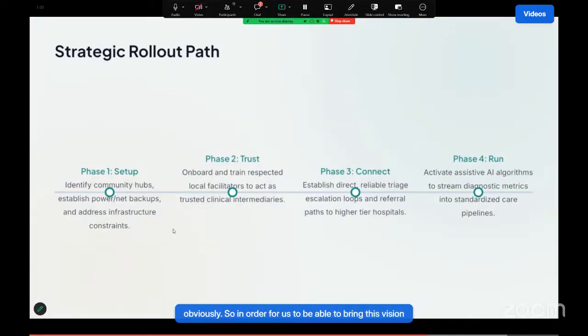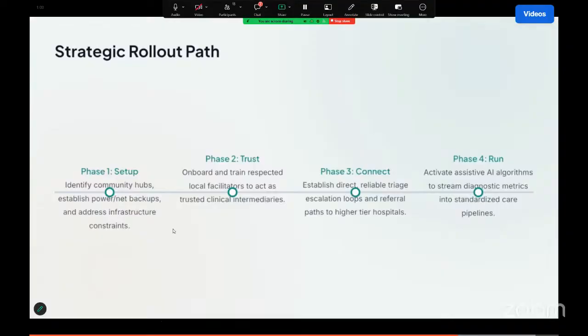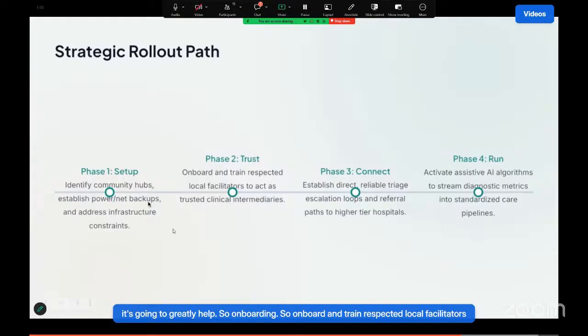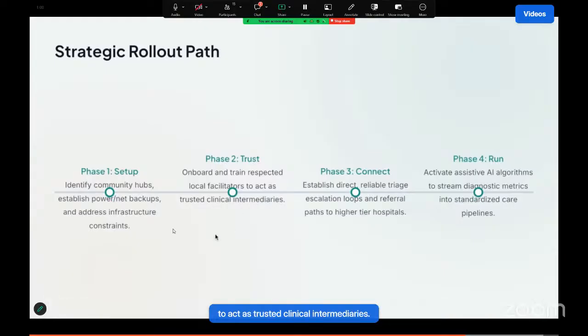In order for us to bring this vision to life, we have to follow a structured 4-phase blueprint. The first one is setup: identify community hubs, establish power backups, and, as we said, address internet instability and other infrastructure constraints. Second is trust: training the local facilitators to drive community adoption will greatly help, so onboard and train respected local facilitators to act as trusted clinical intermediaries. Afterwards, we need to establish network connection: direct, reliable triage escalation loops and referral paths to higher tier hospitals.